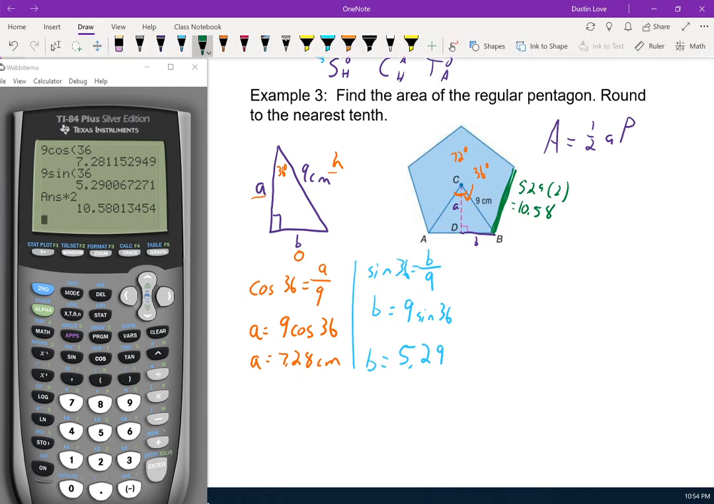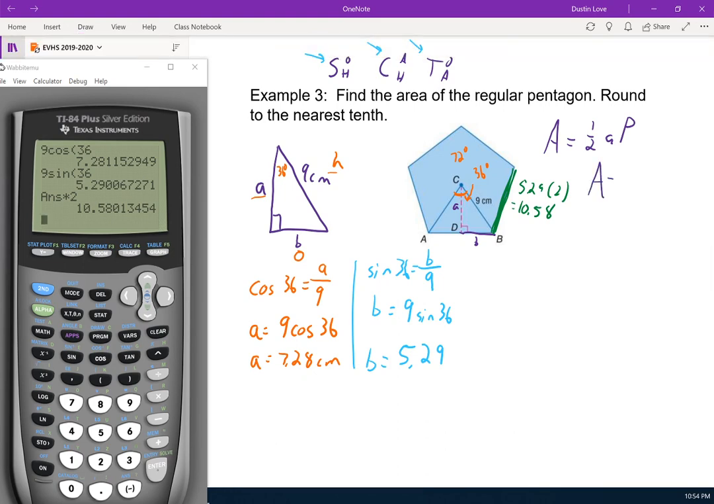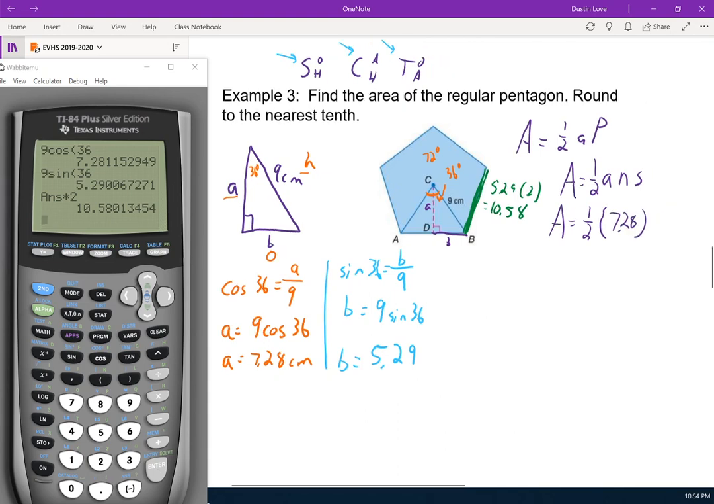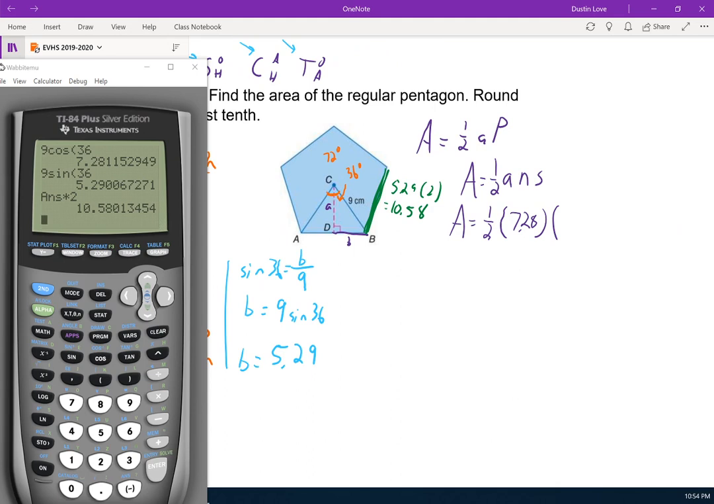And you know what? Because I've actually got a side length and not an actual perimeter here, I'm going to use the other version of the formula. 1/2 times A times N times S. Number of sides times side length. So that gives me A equals 1/2 times apothem 7.28, times number of sides 5, times the side length 10.58.